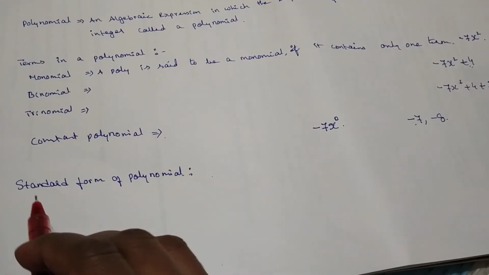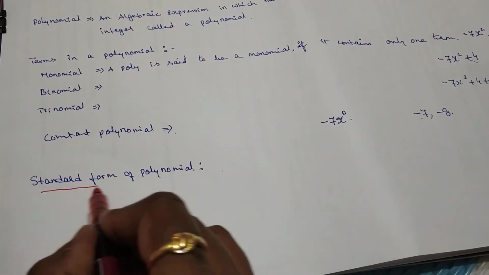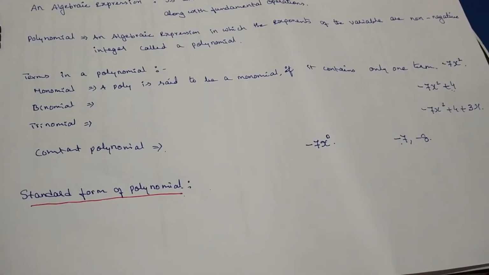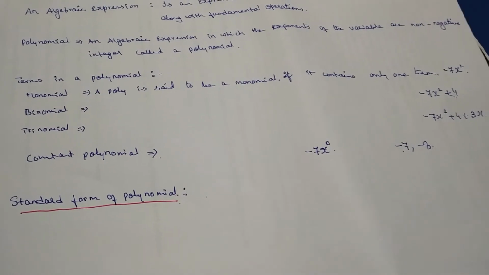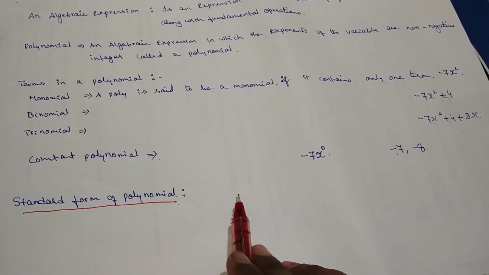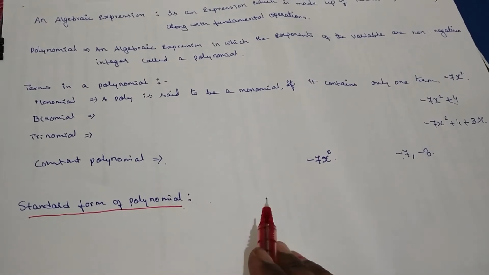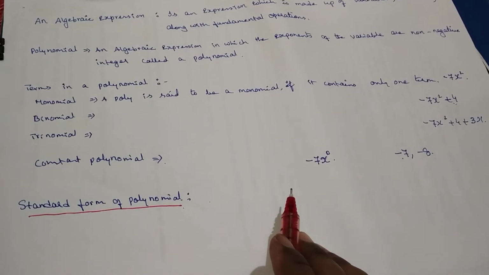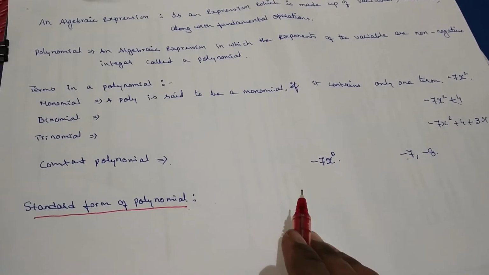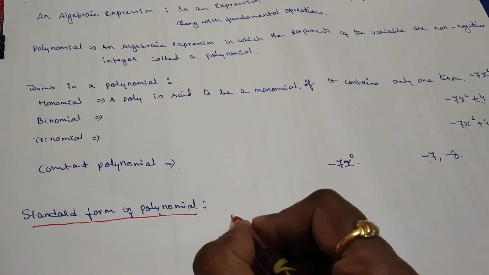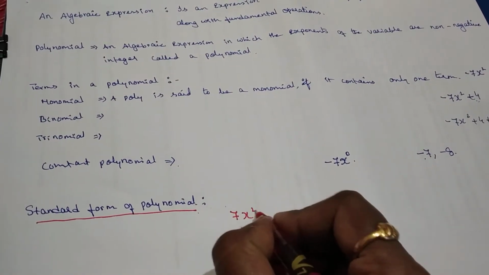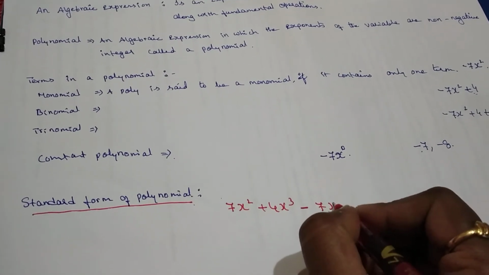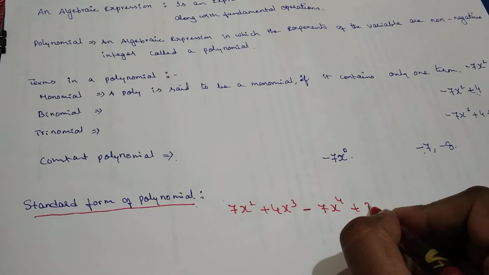So now we'll study the standard form of a polynomial. What is meant by standard form of a polynomial? When the terms of a polynomial are written in decreasing order of the powers of the variable, it is said to be a polynomial in the standard form. For example, let me write here 7x to the power of 2 plus 4x cube minus 7x to the power of 4 plus 3.